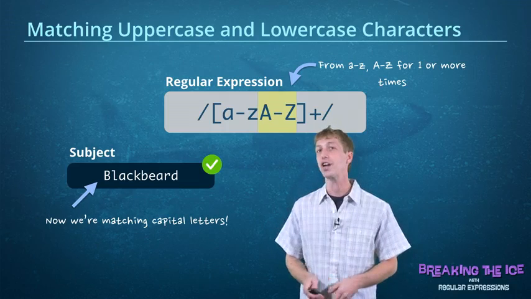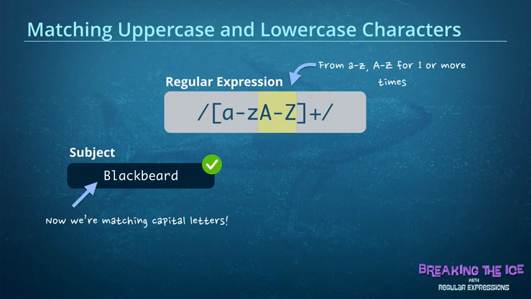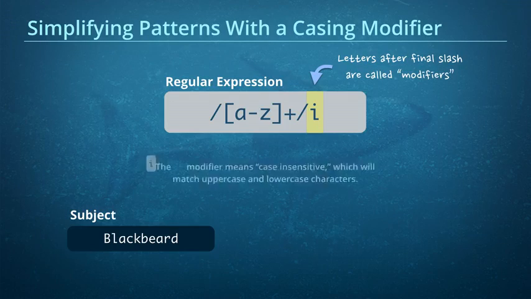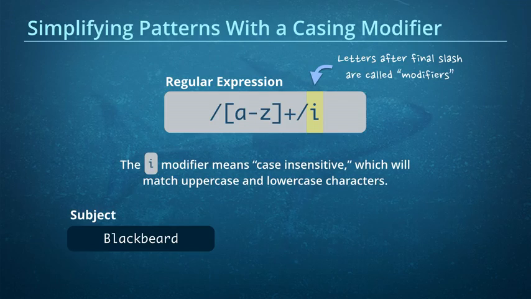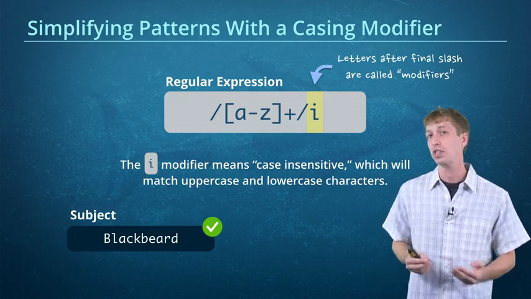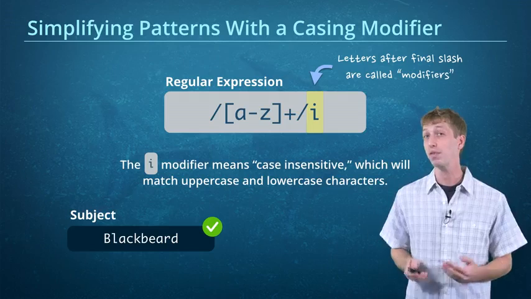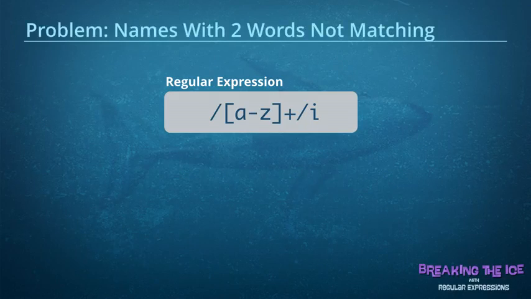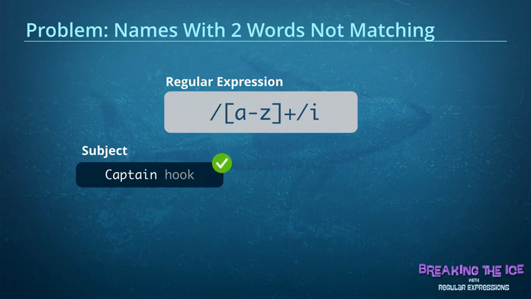However, there's actually another way that we can write this. By adding an I to the right, outside of our final slash, we'll add what is known as a modifier. Now the I modifier means case insensitive and will match the entire pattern both uppercase and lowercase. Now one thing to keep in note is that modifiers are language specific, so you'll want to check your docs before jumping into modifiers.